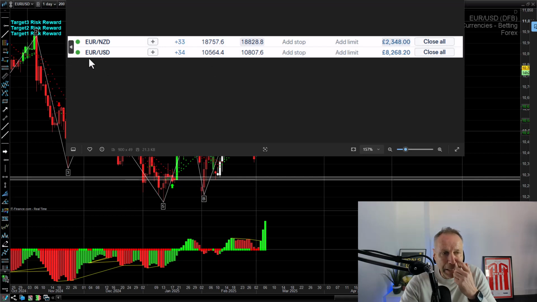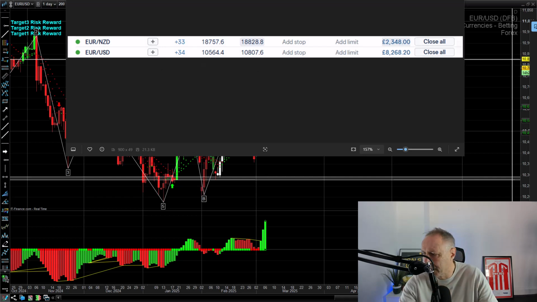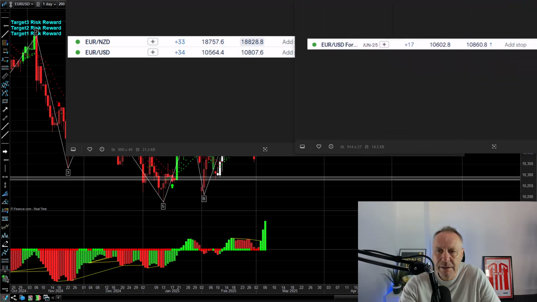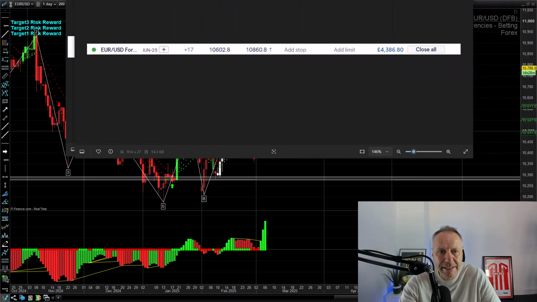Now, the first 2 here is the euro dollar. This is in my spread betting account, okay? I'm long £34 a point on euro dollar. That's already up 8 grand. And then the euro New Zealand, only a smaller position here, £33 a point, up to £1,000. Okay, but I want to get that up. Now it's this position here, and you'll notice something slightly different.